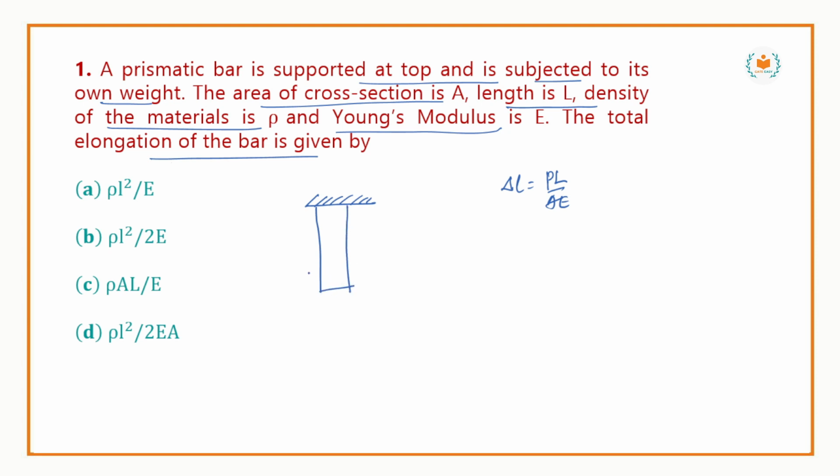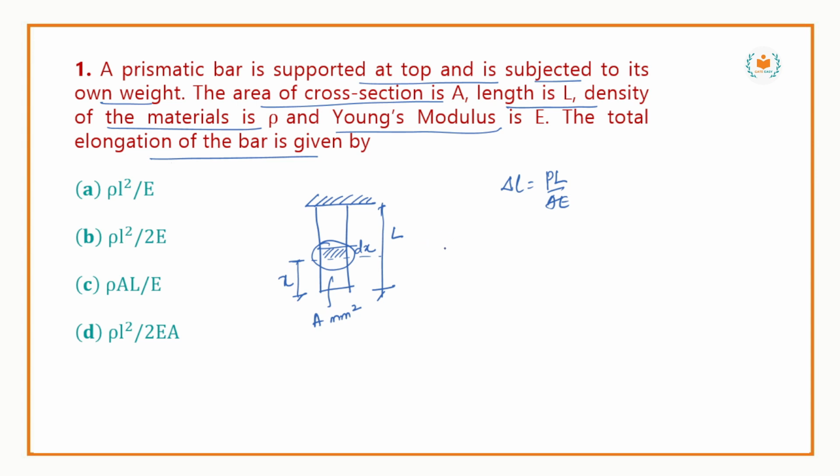So we consider a section here at a distance of x having a small thickness of dx. The overall length is L, and the cross section area is A millimeter square. Then we do the integration. We consider this small elemental area, find the elongation of that, and derive the equation for the elongation of the bar.